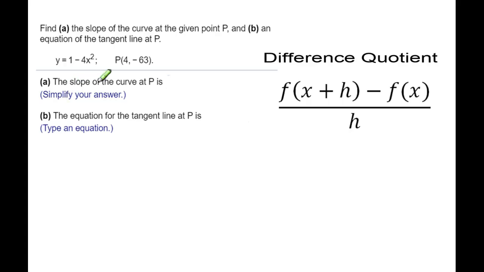So we want to find the slope of the curve at a particular point, at a single point. So what's the slope here? What we're going to do is plug these two things into the difference quotient, and we are going to allow h to make its way to 0. Alright, so let's visualize it.